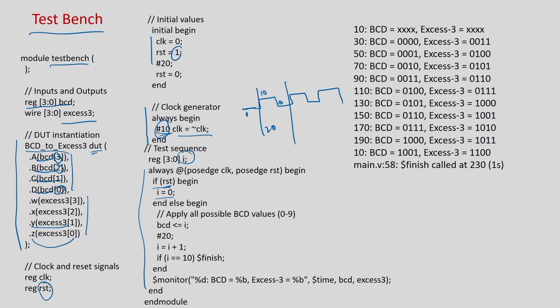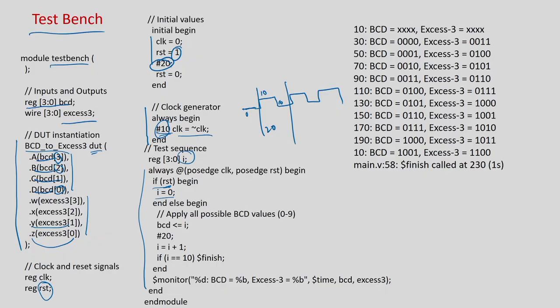Initially I make reset 1, and after 1 clock unit of time, I make reset 0. This reset is something we usually use to set the initial value of the registers. The always block is governed by the passage of clock or reset, so whenever reset or clock value changes, this will execute. Whenever reset is 1, I make I equal to 0. I could have made BCD also 0, because I just initialize the value of BCD to 0.